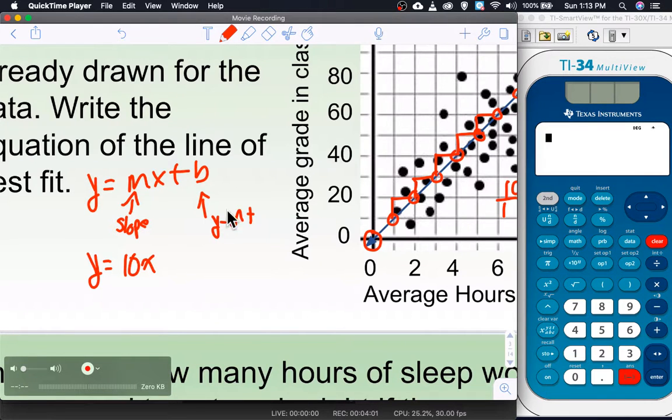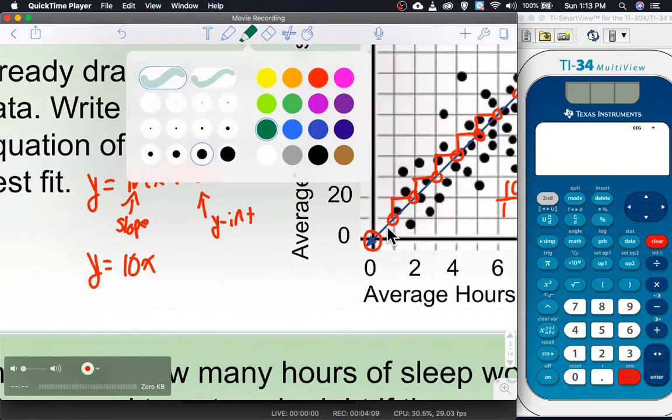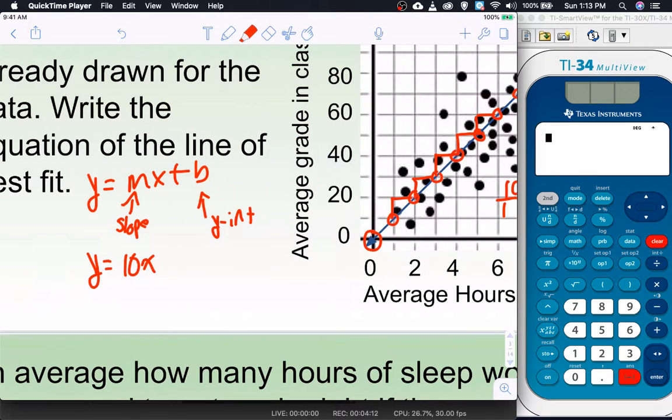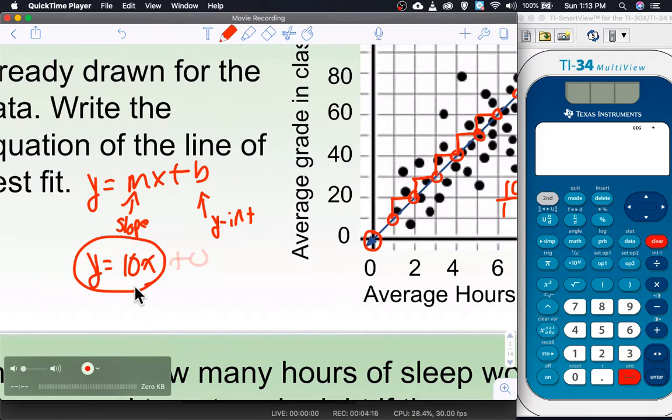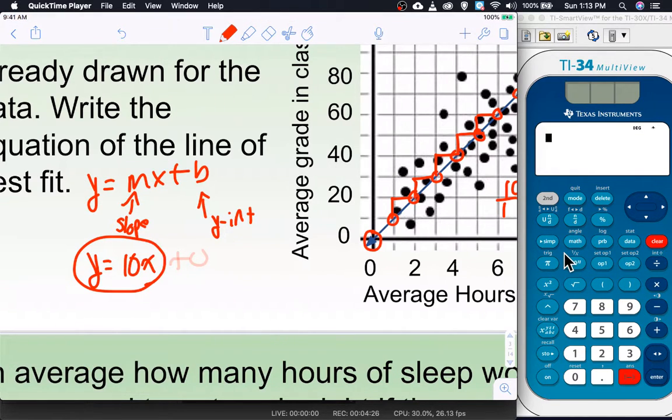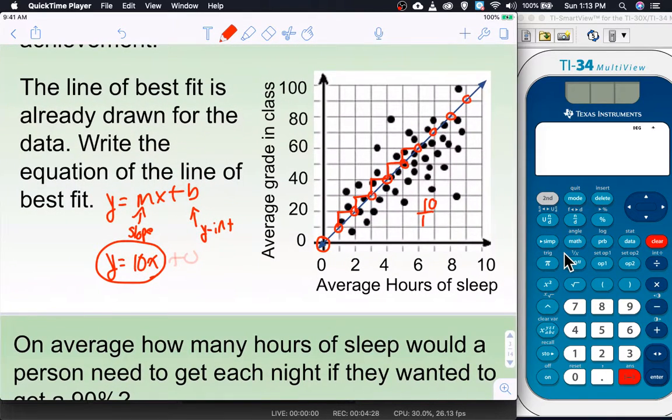And then my y-intercept. The line of best fit is crossing the y-axis at 0, so I don't need to put a little ghost 0. You can if it makes you feel good. This is the equation you would see in a textbook or an answer key. They're not going to have a plus 0 there, but I want you to understand that it is there. It's the ghost y-intercept. Okay? So, write the equation of the line. We did. y equals 10x.